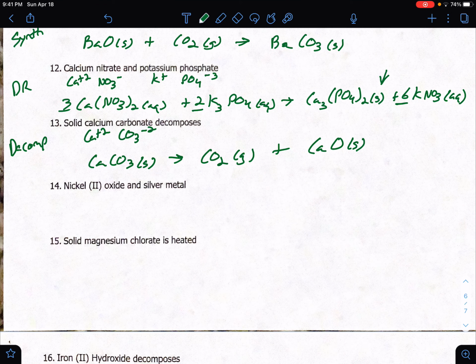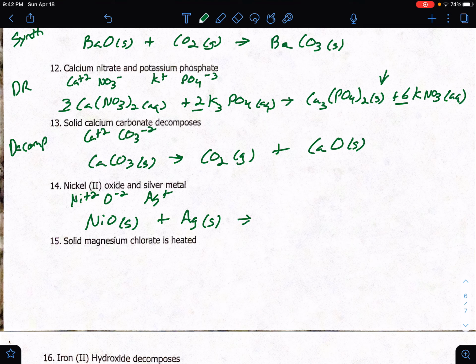Nickel 2 oxide, so Ni +2, oxygen with a -2. Silver is Ag with a +1. Okay, now that may not matter, but we're going to check. So this is going to be nickel oxide, so NiO, which is a solid, plus silver metal, which is by itself, and that's going to be a solid.